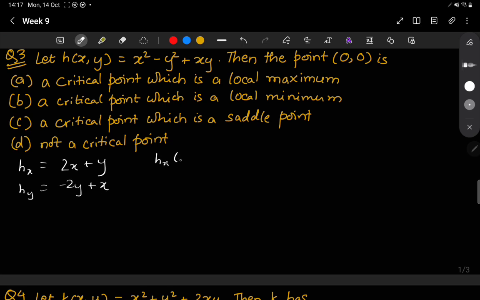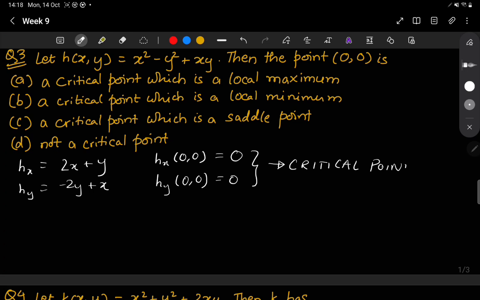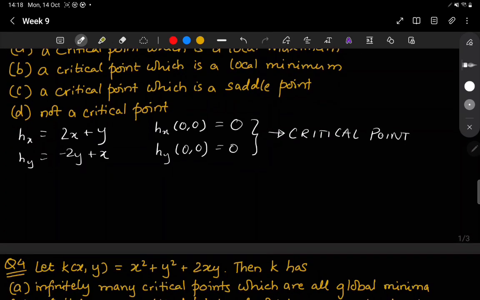At the origin, both of the first partial derivatives are 0, so this implies that it is indeed a critical point. So option D is ruled out.